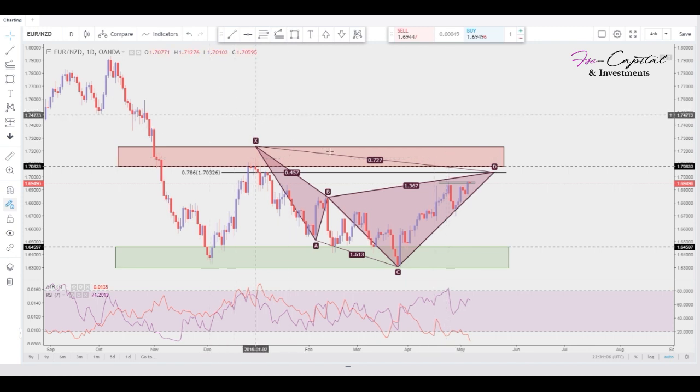Now your stop loss is going to be humongous if you decide to enter at the 70.32s at the D completion here. But personally, I'll be waiting for price action to push a bit higher into my resistance zone, where I'll reduce my risk and I'll be shorting this pair. However, on the 4 hour, let's drop down to the 4 hour time frame.